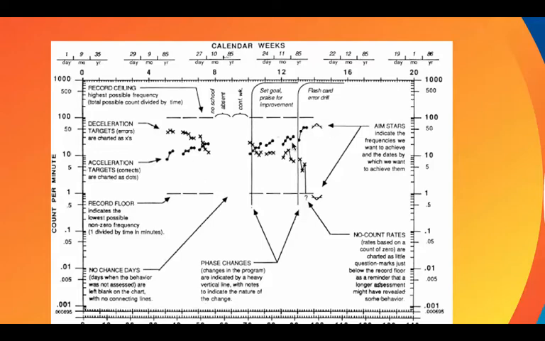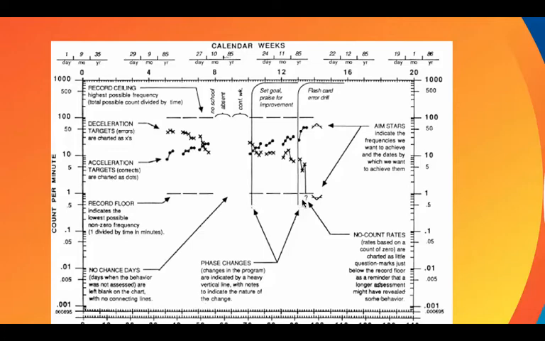So you can see with this individual, you got this nice acceleration of correct responding, and you've got this nice deceleration of incorrect responding. And let me just bring your attention now to what's referred to as the record floor, and that indicates the lowest possible non-zero frequency. So the lowest possible frequency. So the aim in terms of this graph is to bring the individual down to zero, which is below the record floor, and that was achieved on this graph.